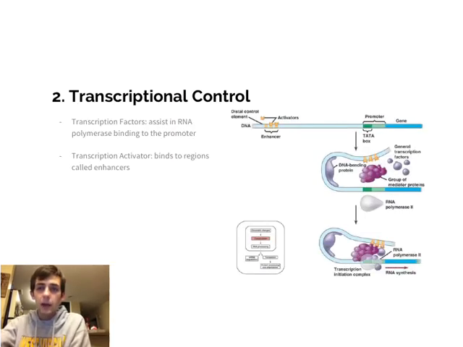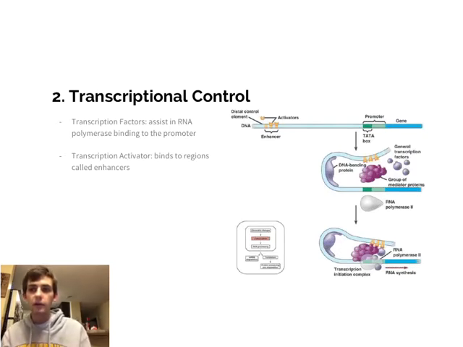The second type of control that we have is transcriptional control. So how do we control transcription? Well, we can essentially control how fast it occurs. We're going to talk specifically about how this process could work. So we have these things that are called transcription factors, and that can be seen as these purple dots here. And they typically aid in RNA polymerase binding to the promoter region.